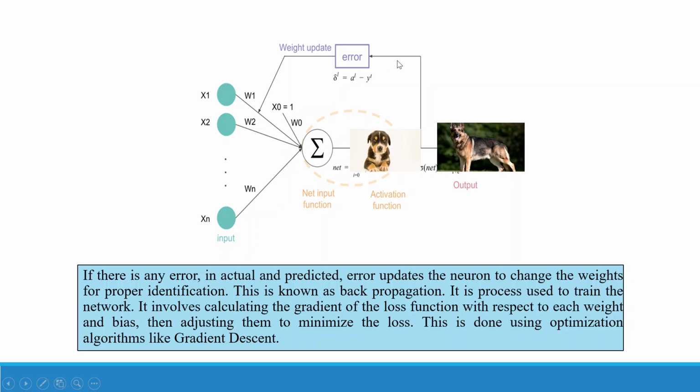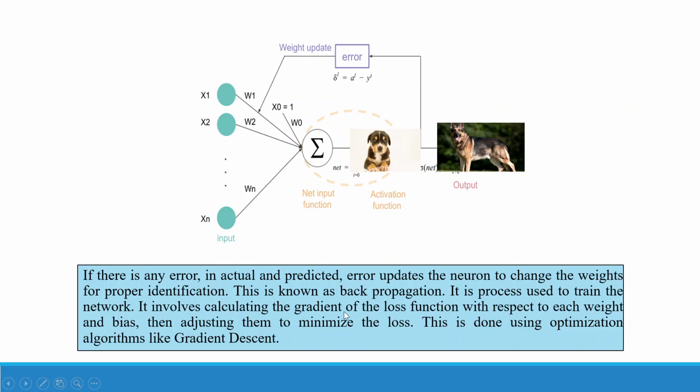This error is back propagated on the synaptic weights. The weights are shuffled again. This process continues till the correct identification of the target is done. So if there is any error in actual and predicted, the error updates the neuron to change the weights for proper identification. This is known as back propagation. It is a process used to train the network.